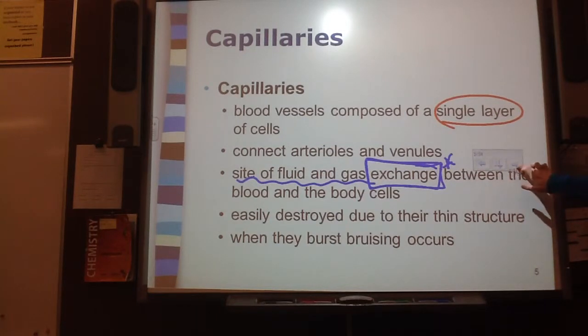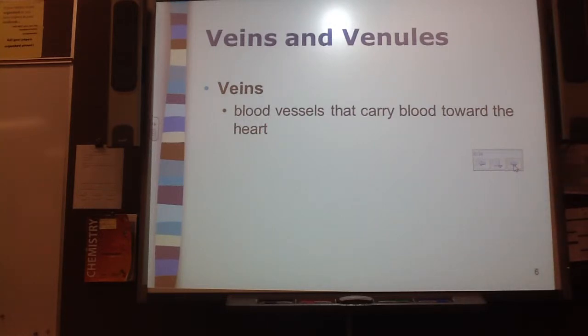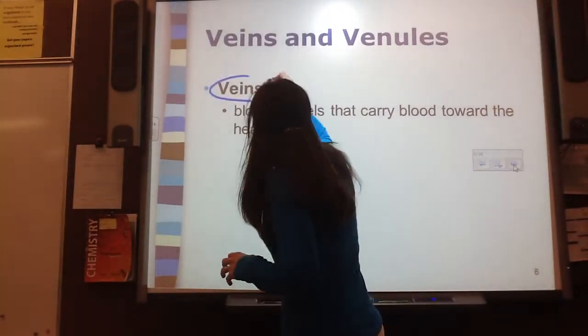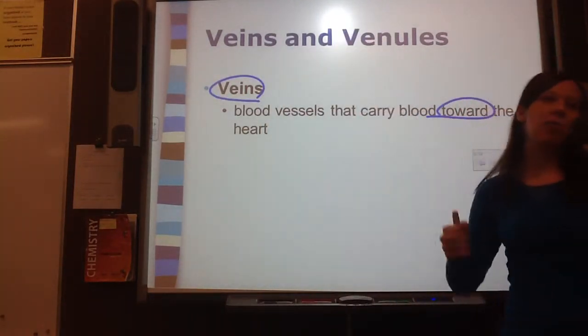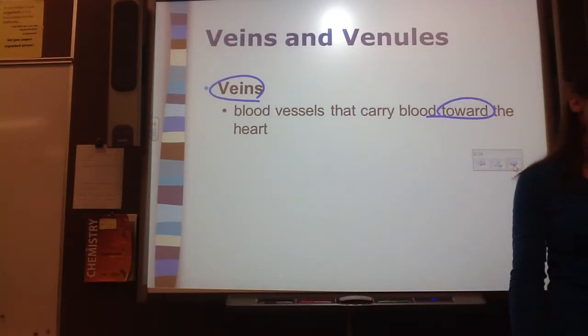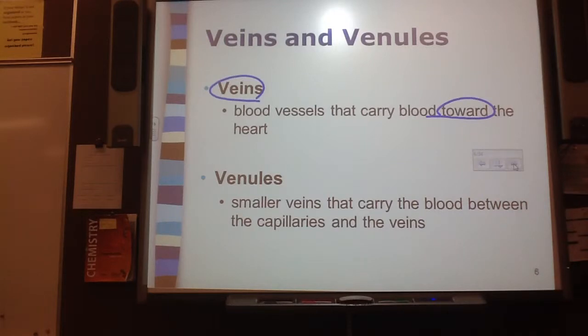Okay. So now we have veins. Veins carry blood toward, so we think veins toward. I think remembering arteries away is more fun, and I just remember that veins is the opposite. And as you guessed, venules are tinier veins, and they go to the capillaries.